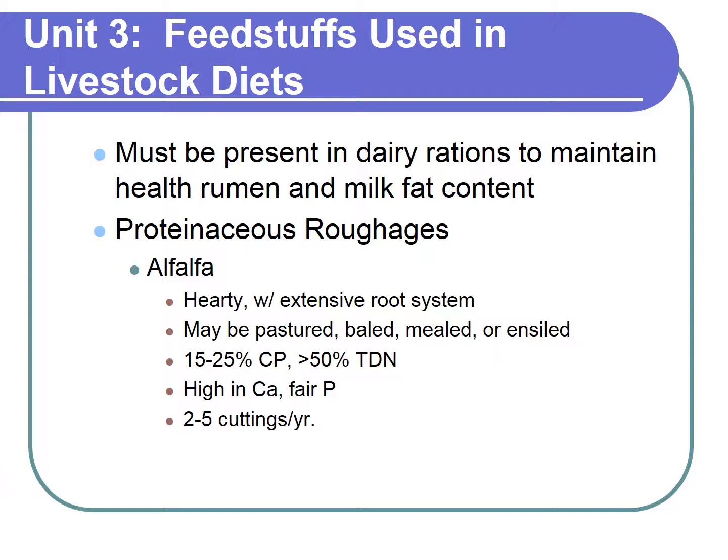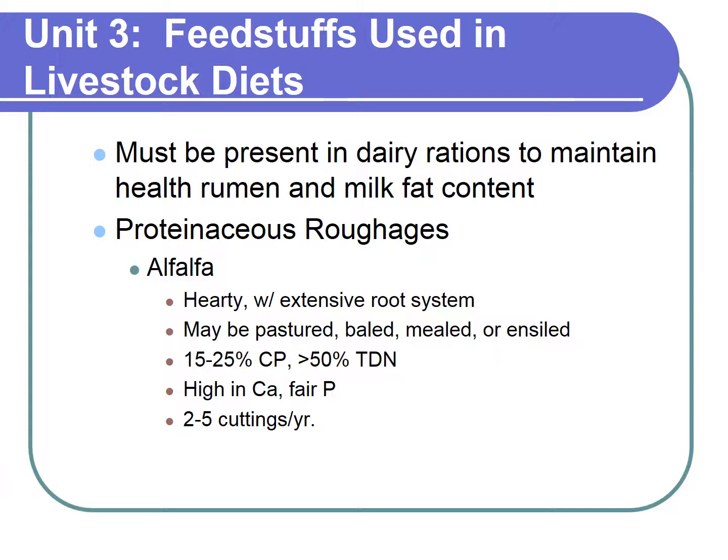So proteinaceous roughages, and the king of all of those is alfalfa. Very hardy, extensive root system, and depending on when you mow hay is going to dictate where you are in that range of crude protein. If you let that alfalfa hay go to bloom and get all those purple flowers out there, you're going to be at that 15% crude protein. If you're out there mowing it at early bud stage, you're going to hit that 21, 22, maybe even up to 25% crude protein.